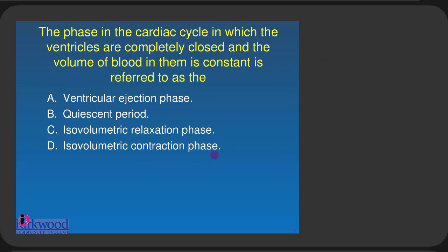The phase in the cardiac cycle in which the ventricles are completely closed and the volume of blood in them is constant is referred to as isovolumetric. Probably should have rewrote that question, stole it from somebody. Probably should have rewrote that question because it could be C or D.